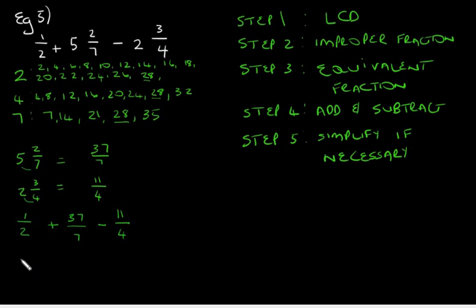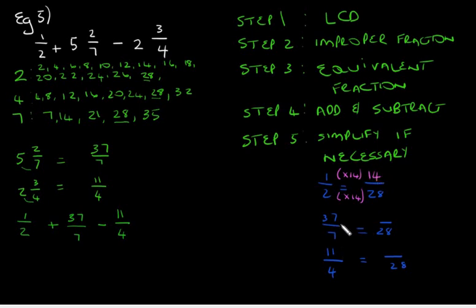So we need to convert a half, 37 over 7, and 11 over 4 to equivalent fractions now. So can we do that? So let's do that conversion. A half into a number over 28. What did we multiply 2 by to get 28? We multiplied by 14. And so you know what we do to the bottom, we must do to the top. And so that will give us 14 over 28.